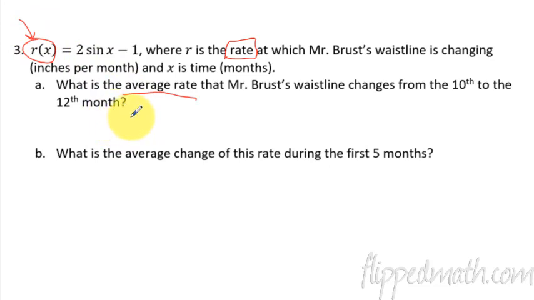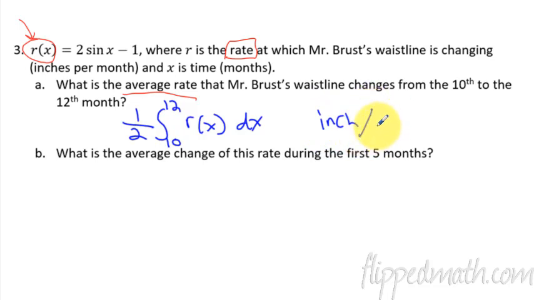So what we're really doing is saying 1 over from the 10th month to the 12th month. So it's 12 minus 10, so it's just a 2. Oh, I switched from red to blue. There, prettier. Okay, so 1 over 2, integral from the 10th month to the 12th month of r of x dx. This gives me the average rate that Mr. Bruss' waistline is changing between the 10th and 12th month if I evaluate this thing. Okay, now what are my units? My units would be inches per month.